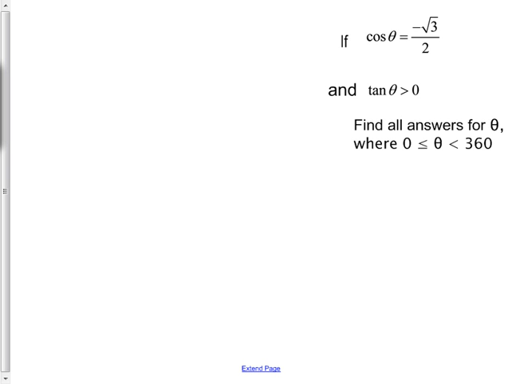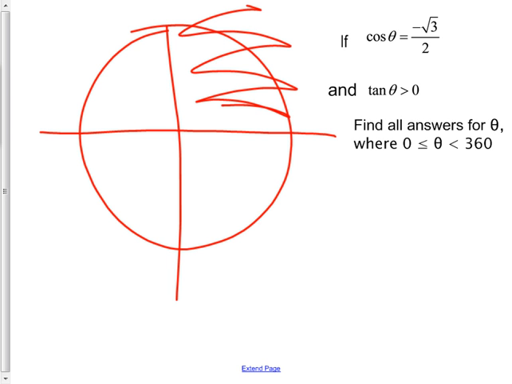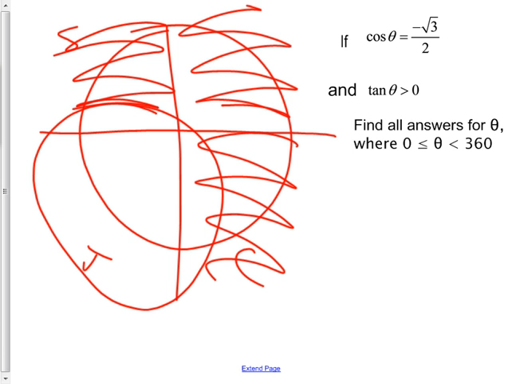Okay, so here's what you should have done. You should have drawn yourself a circle, and you should have realized cosine's negative, so I can't be here. And all students take calc. Cosine's positive down here, so it can't be there. Cosine's negative in those 2 spots. But tangent being positive narrowed it down to just this one. That's where your triangle was. Raise your hand if you drew the triangle in the right spot at least.